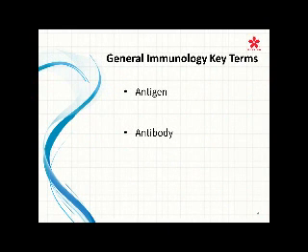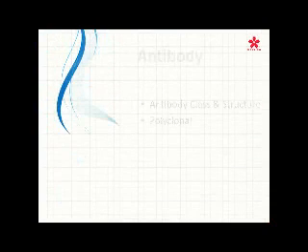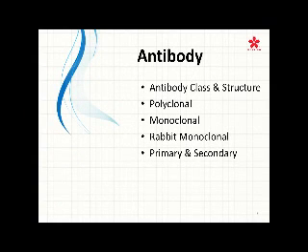So I'd like to review the general immunology terms that you most likely hear whenever we talk about immunohistochemistry, and we're going to start with antigen. The actual definition of an antigen is a substance that can induce a detectable immune response in animals or cell cultures for the production of antibodies. We're going to go through what an antigen is exactly within immunohistochemistry and the role it plays as we go further. But just remember that it can induce a detectable immune response in animals or cell cultures, and it actually produces the antibodies.